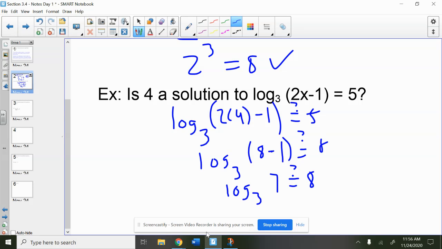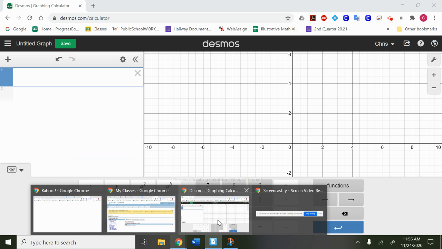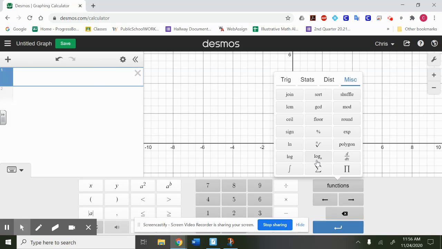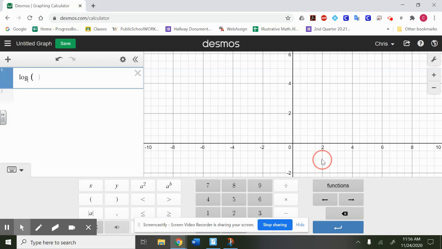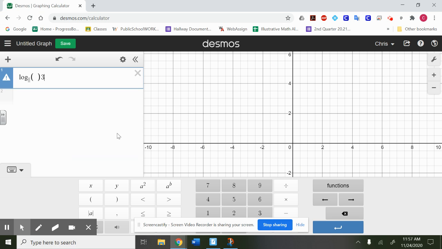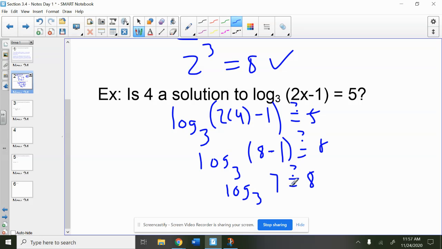And I'll remind you of something here in a second. If I go ahead and use Desmos, under functions, go to miscellaneous, you see this log base a. So I can type log. Going back to here, I had log base 3 of 7. That's how you pronounce that. So I'm going to type in a 3 by going down where it has that little spot down there, and then type in 7, and I get 1.77 repeating. That's definitely not 5, so no, this is not a solution.